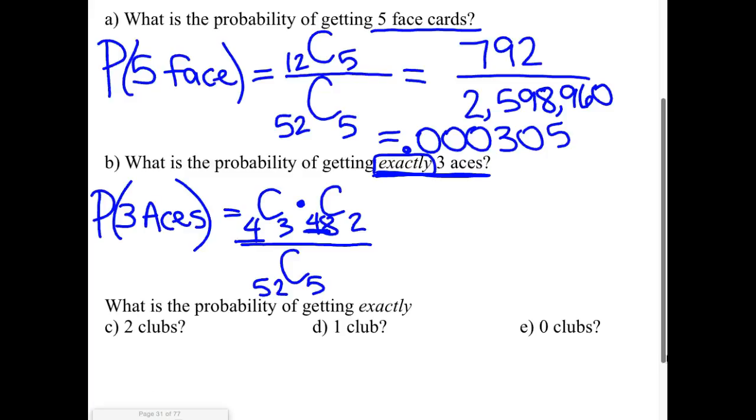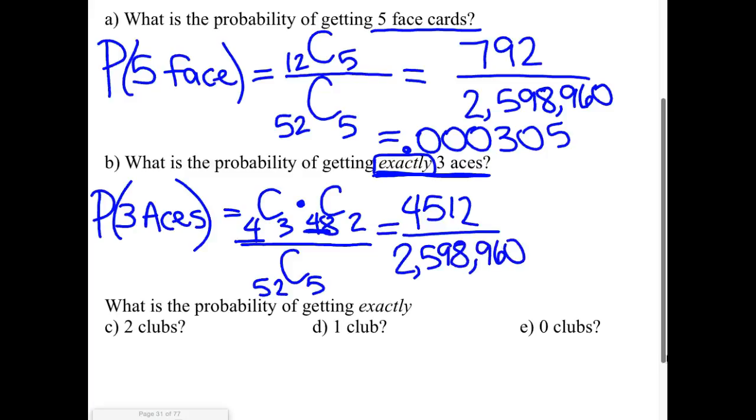Okay? So again, you're going to plug these 2 into your calculator. We're going to multiply those 2. And when we do that, we are going to get 4,512. And then on the bottom, that didn't change. We still have that 2,598,916. Again, I'm going to have you take this one step further.